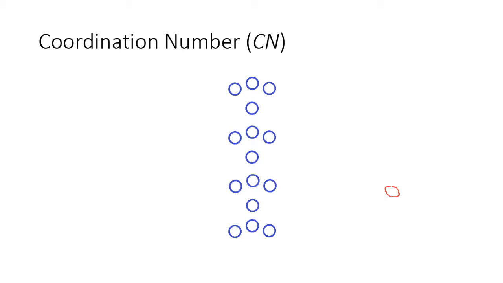So if I draw one circle and I draw around it 1, 2, 3, 4, and then I start to repeat this crystal structure, because sometimes you will be given a crystal structure, how many atoms, what's the coordination number? That's the question I will ask. So maybe there's another one here.